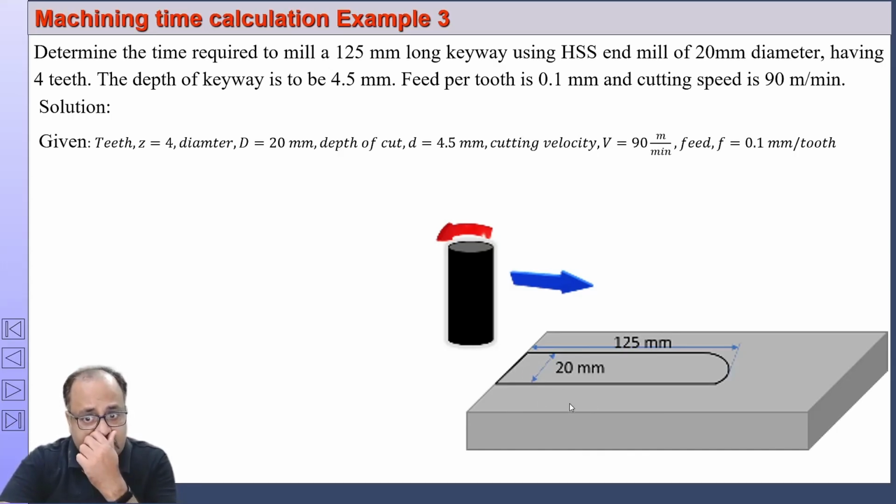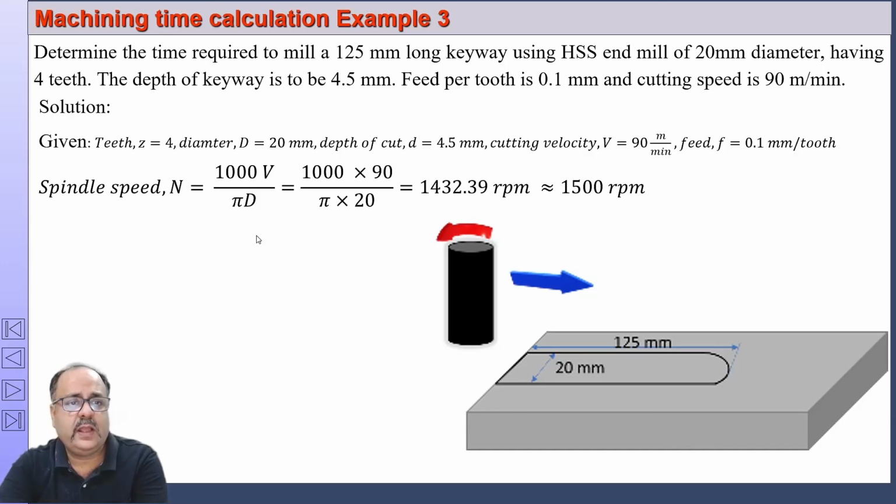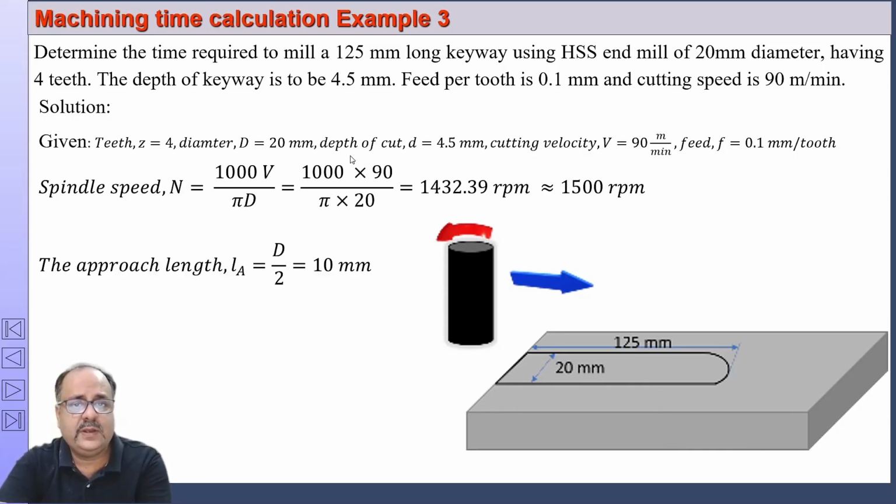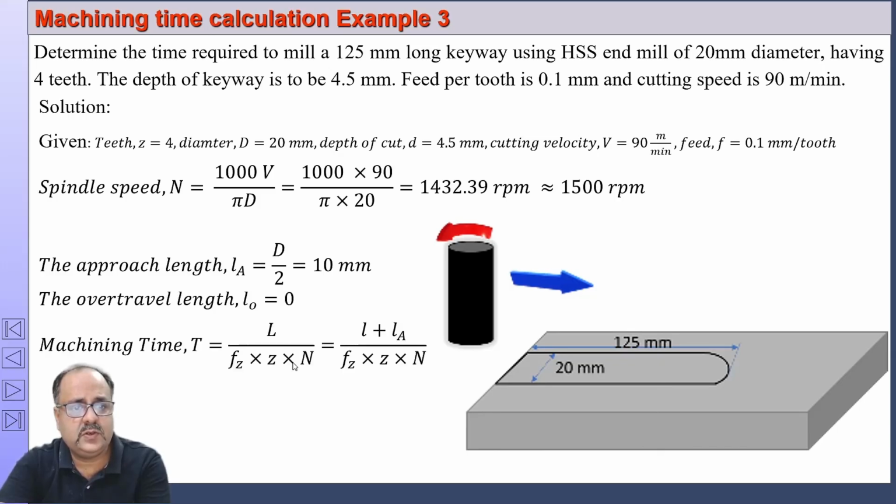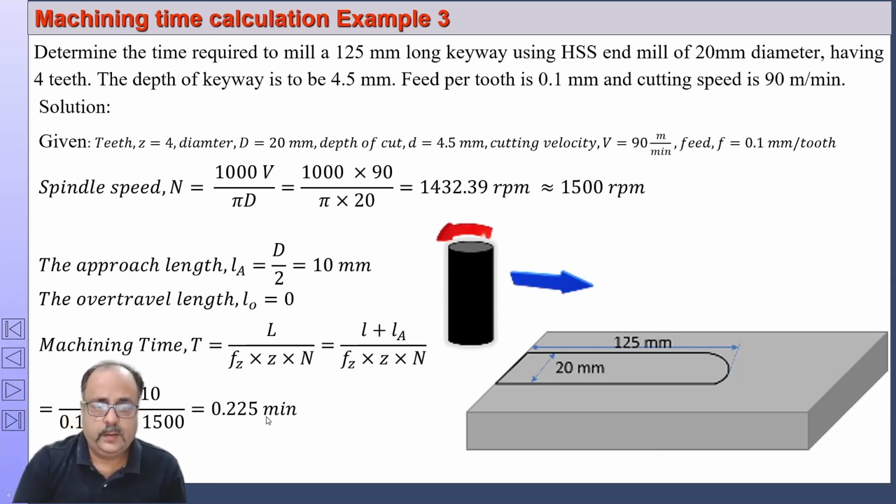So the entire length should be 125 plus 20 by 2, that is 10. So capital L should be 135 mm. With this knowledge, you can find out N, and N is coming out to be around 1400 something. Let us take it as 1500 rpm, and you can keep it as this, no issue. So the approach length is this, and the over travel is 0, so this comes out to be 0.225 minutes. I hope this is clear to you.